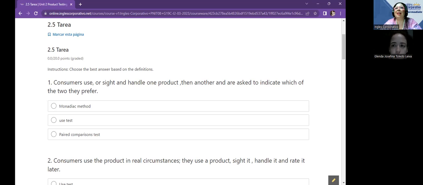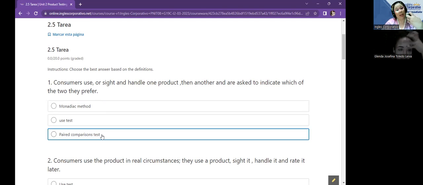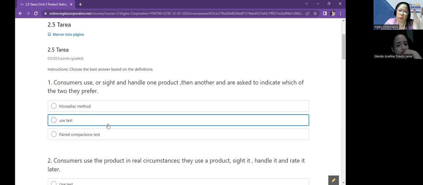O sea, en el sentido de que aquí lo estamos viendo bajo un tema, un área específica que es marketing, ¿verdad? Pero sight es el sentido de la vista, por ejemplo. Handling es el manejo. O sea, estamos hablando de cosas que hacemos casi todos los días, ¿verdad? Pero ya enfocado a un tema, ahí ya se nos confunde, pero en realidad no debiera.